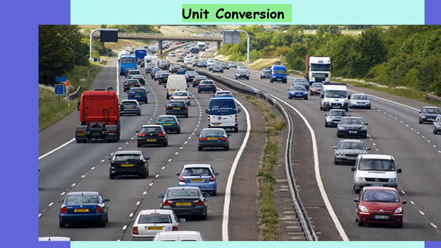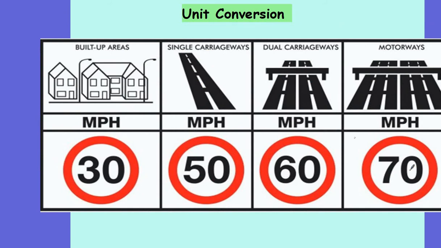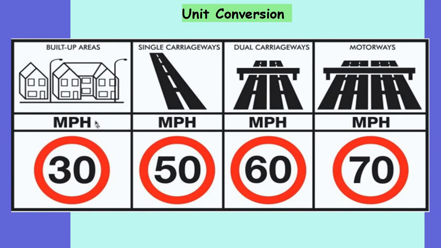Okay, let's talk about roads and the speed at which cars travel on different roads in different countries. Here we are in Britain, Great Britain. The speed limits in various different areas within Great Britain. If you live in a built-up area, your speed limit is 30 miles an hour. On a single carriageway, it's 50 miles an hour. On a dual carriageway, it's 60 miles an hour. And on a motorway, it's 70 miles an hour.